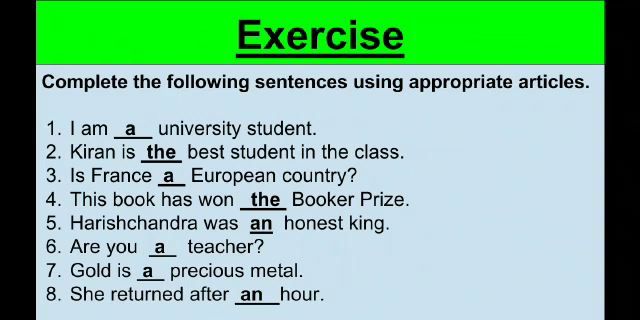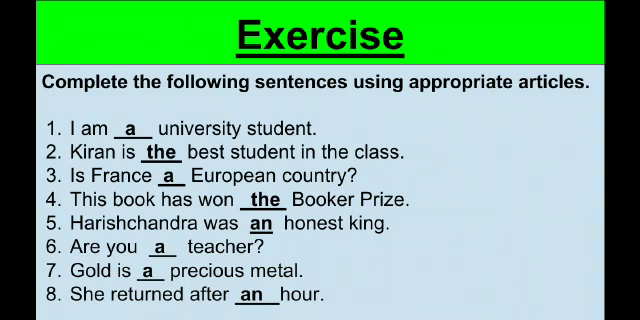Coming to the third one: Is France dash European country? Again, European, though it starts with E, the sound it is producing is "yo", which is again a consonant sound. So we have put "a". Is France a European country?